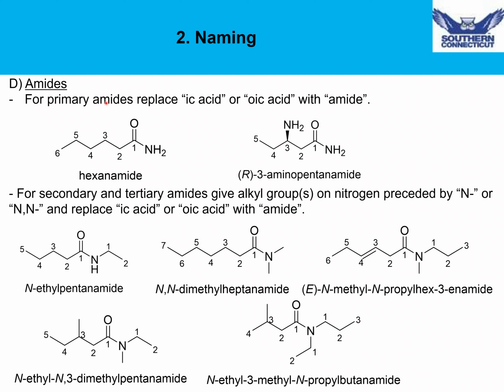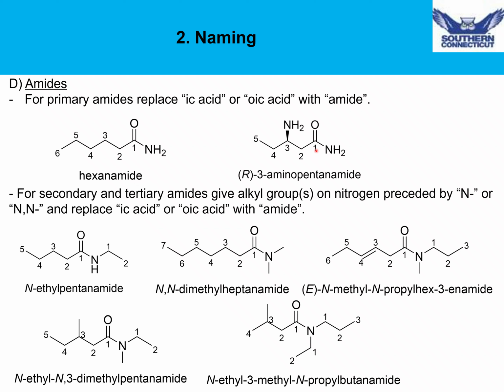Naming amides is slightly more complicated than the other acid derivatives. The way we go about it, at least for primary amides, is we simply replace the -ic acid or -oic acid suffix of a carboxylic acid with the suffix -amide. As an example, if we have 6 carbons in the parent chain and a primary amide, we would name this hexanamide to indicate there are 6 carbons and it is an amide.